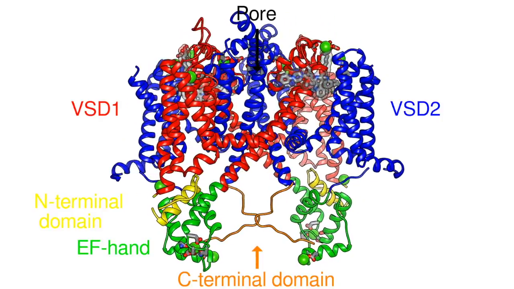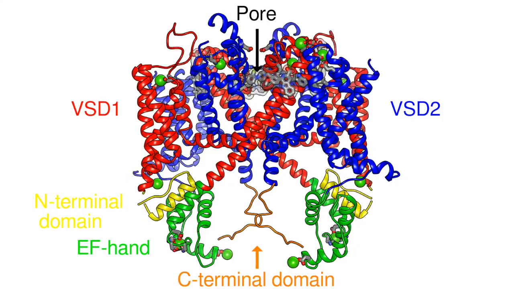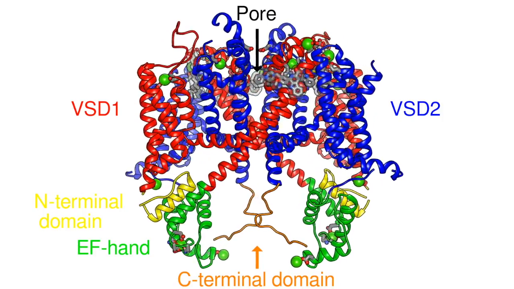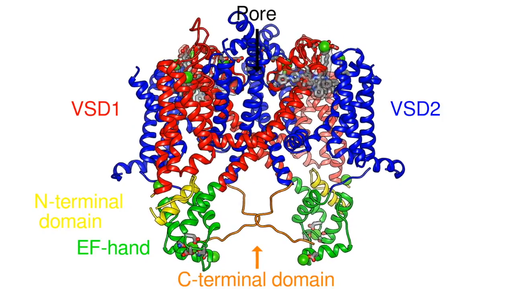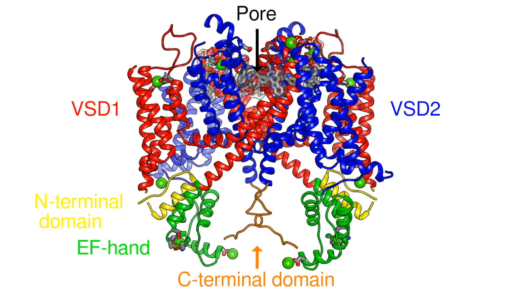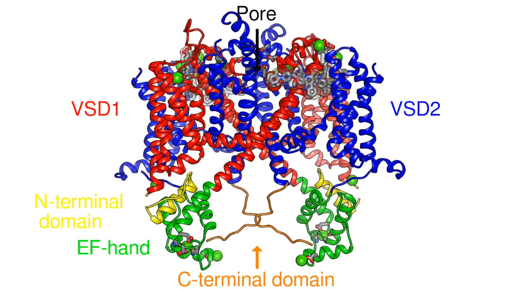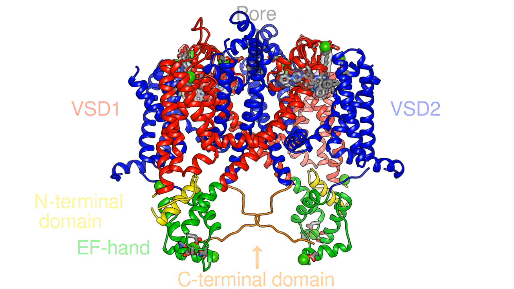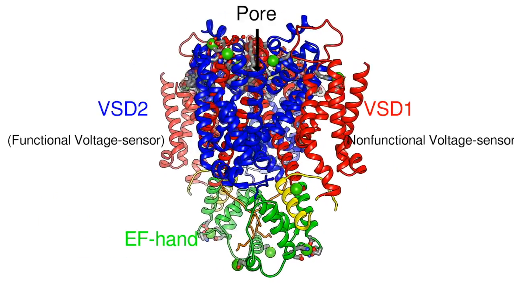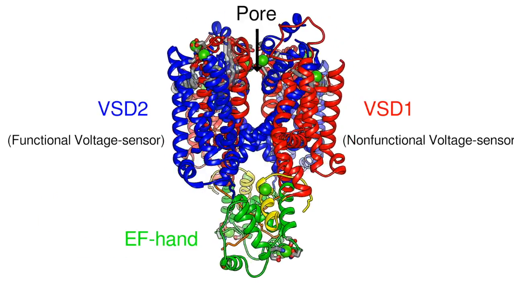VSD2 contains a classic voltage sensing motif, R1 through R3, in helix S10. VSD2 adopts a distinct conformation with respect to other voltage-gated ion channel structures, thought to represent the resting state of a voltage sensor.